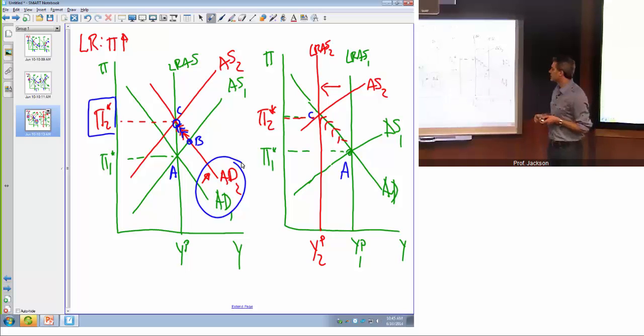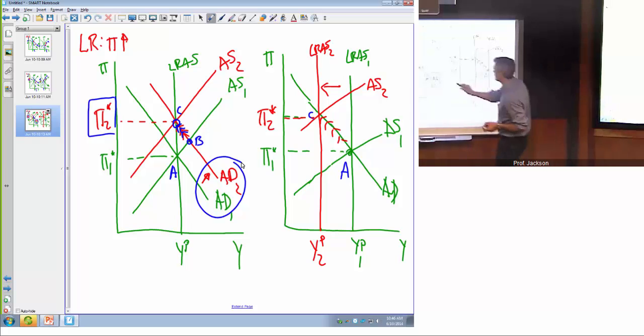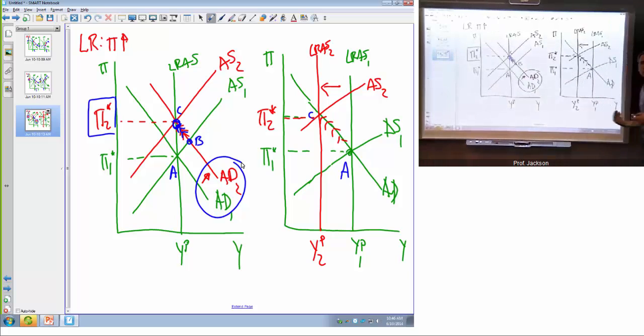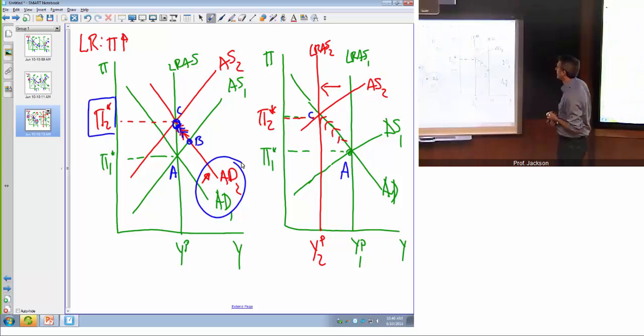So just like in the PowerPoint, if we had, say, an increase in autonomous consumption, autonomous investment, autonomous government spending, an autonomous easing of monetary policy, all of those things are consistent with this story where at the end of the day, we end up with a higher equilibrium inflation rate.